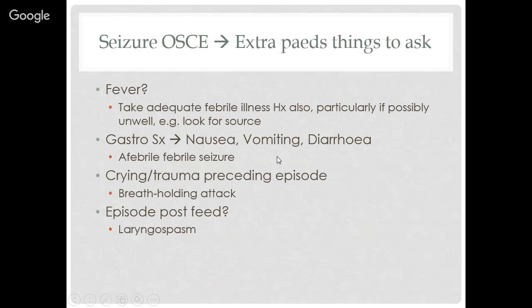That's something that will just make the examiner think this student really knows what they're talking about. And if you ask about whether they were crying or had any trauma beforehand, or feeding beforehand, what were they doing at the time, that would really make you look like you've thought about the PEDS differentials. Again, it's going to be a no to all of these questions. But it's just good to look like you know what you're talking about, whereas really you're just sitting there like, all I've been doing the last 2 weeks is memorizing prompt guidelines.